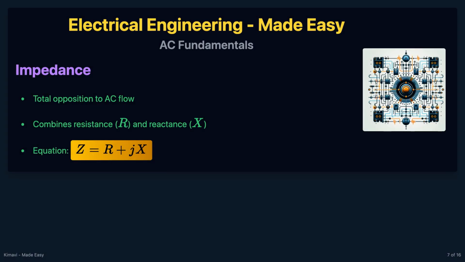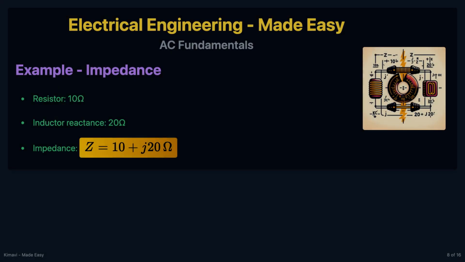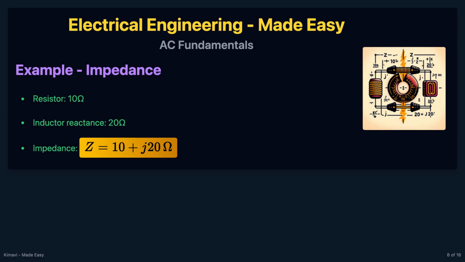Impedance, denoted as Z, is the total opposition that a circuit presents to the flow of AC. It is a complex quantity that combines resistance, R, and reactance, X. The equation for impedance is Z = R + jX, where j is the imaginary unit. For a circuit with a resistor of 10 ohms and an inductor with a reactance of 20 ohms, the impedance is Z = 10 + j20 ohms.